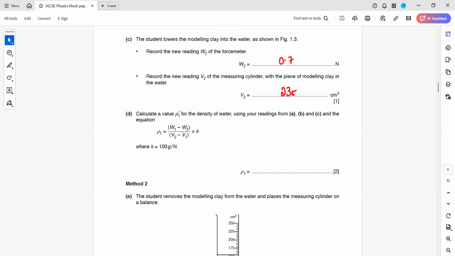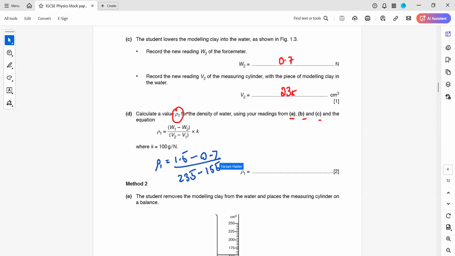Now calculate the density of the water using the readings from A, B, C and the equation. So what was W1 for us? W1 was 1.5. W2 was 0.7. The final volume was 235 and the initial volume was 155.